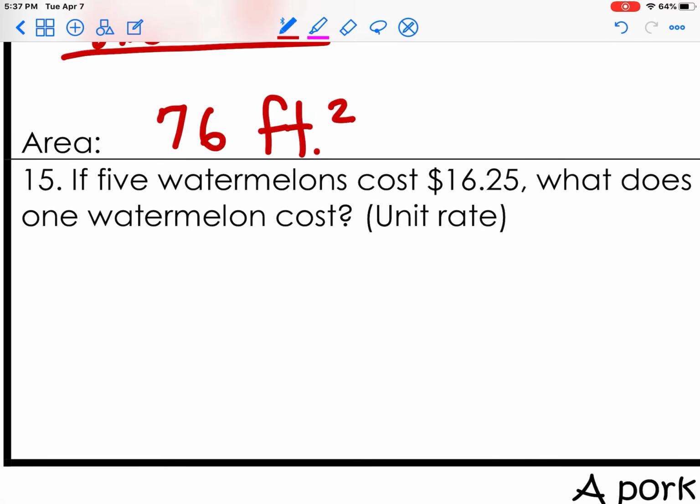Right, number 15. You love the watermelon questions, right? I got to keep adding those. If 5 watermelons cost $16.25, what does 1 watermelon cost?